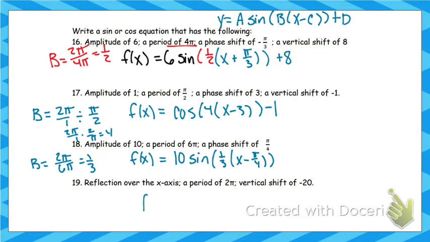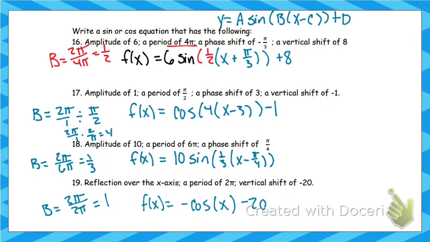Last one, reflection over the x-axis. I'll do cosine this time. A period of 2 pi. So b is 2 pi divided by 2 pi, which is just 1. So we don't have to write it. If you do write 1x, that's okay, but again, you don't have to. I'm just going to say x. There also isn't a phase shift. So if you want to say plus 0 or minus 0, you can, but again, you don't have to. It's just x. And then vertical shift minus 20.